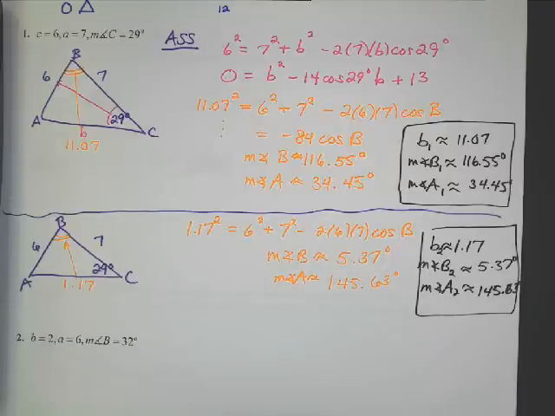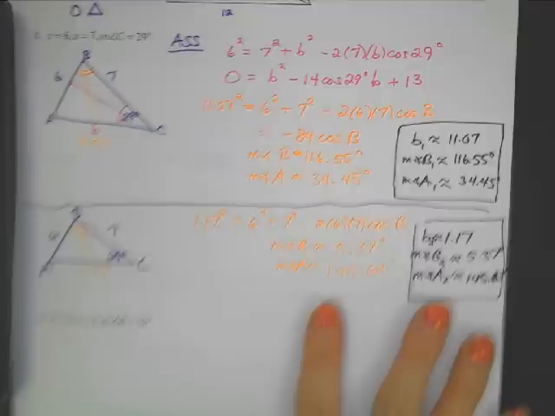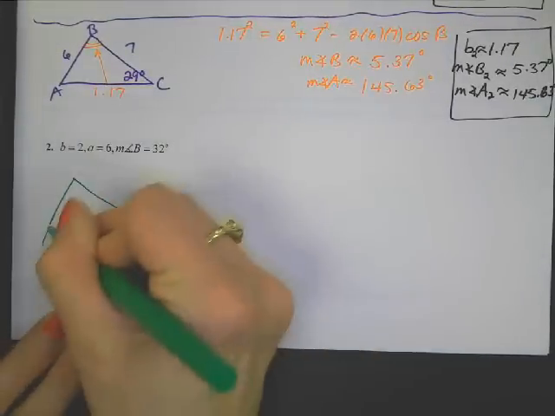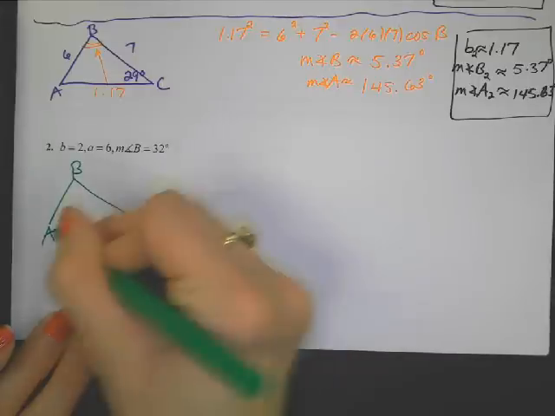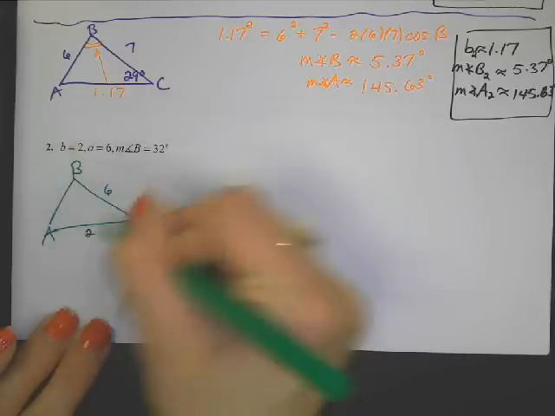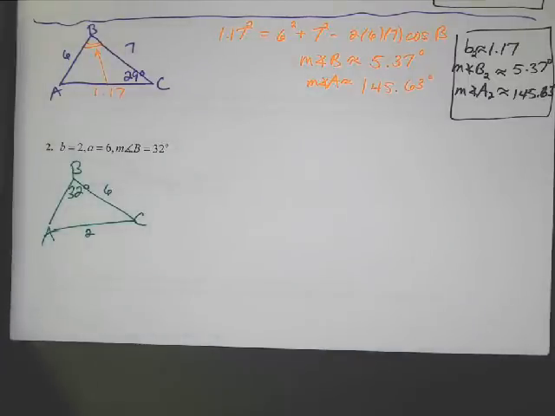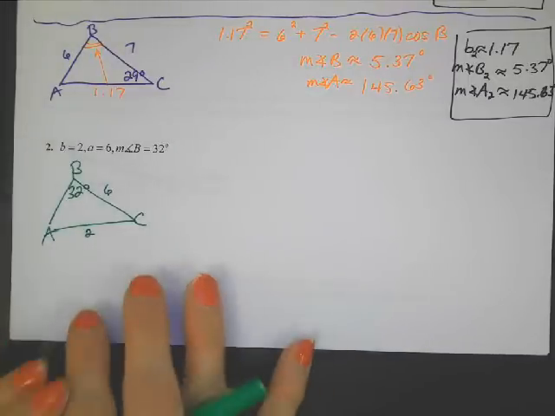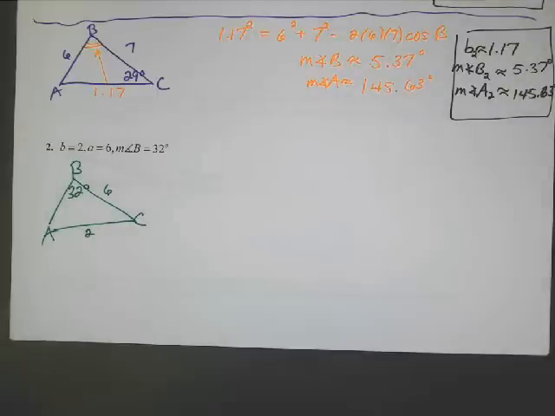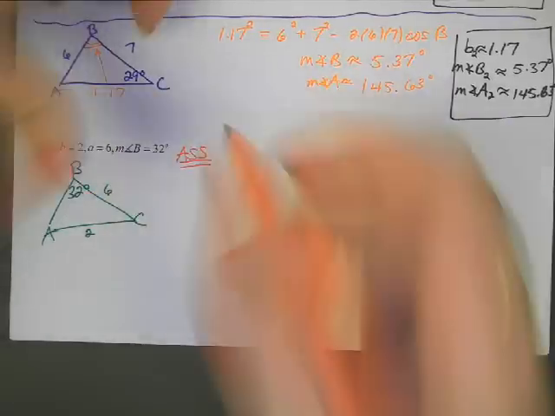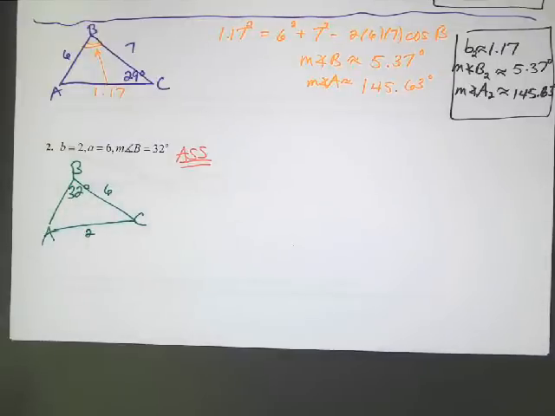Okay, let's do another ambiguous case triangle here. Let's draw the triangle ABC. Little a is 6, little b is 2, measure of angle A is 32 degrees. So starting today, you must stop and you must look at every single problem you're about to do and determine which postulate it is. If it's angle side side, you must do the law of cosines.